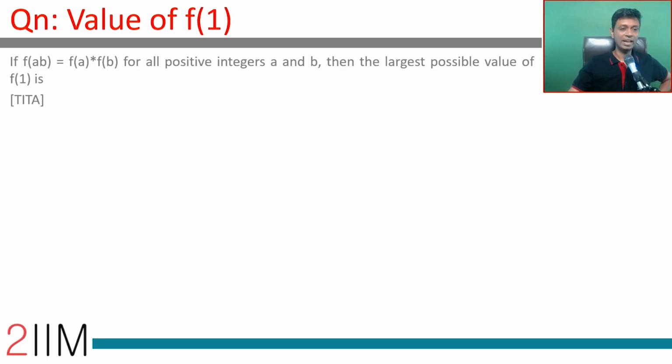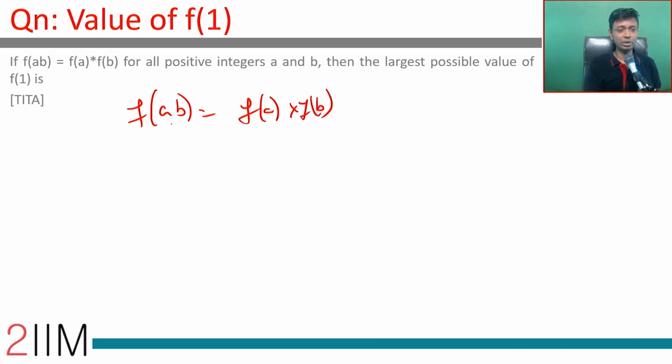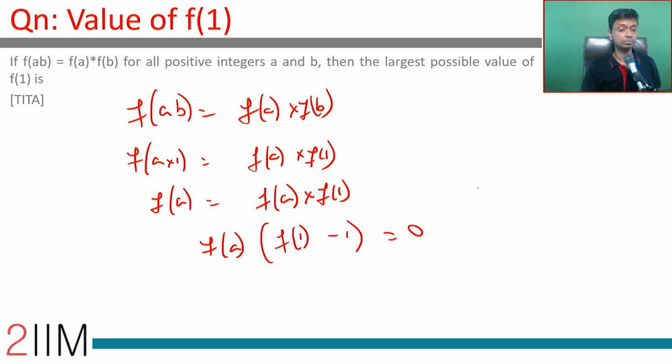Done. f of a into b is f of a into f of b for all positive integers a and b. Then what is the largest possible value of f of 1? See, f of a into b is f of a into f of b. I'm going to put b as 1. f of a into 1 is f of a into f of 1, or f of a is f of a into f of 1, or f of a into f of 1 minus 1 is 0.